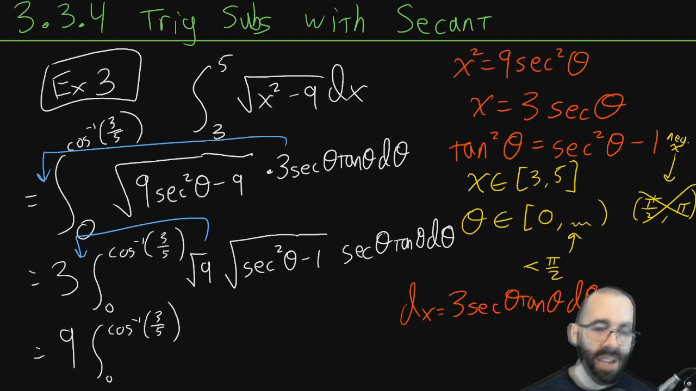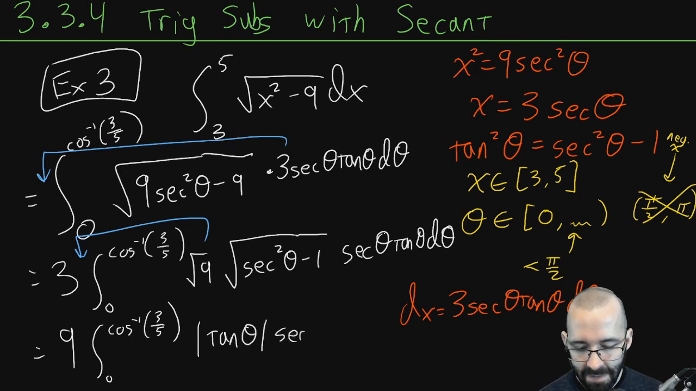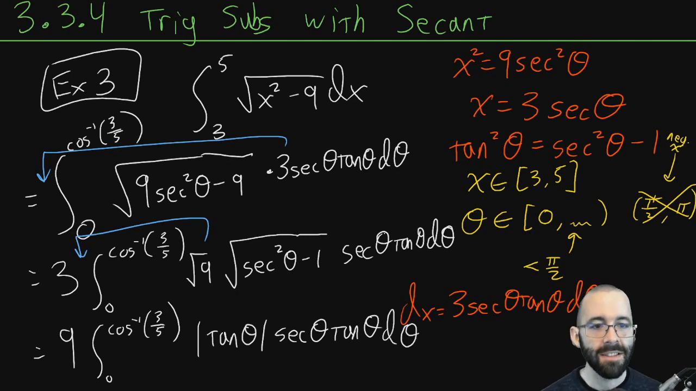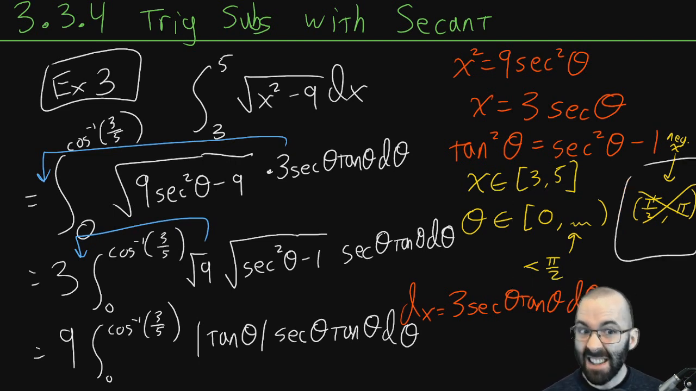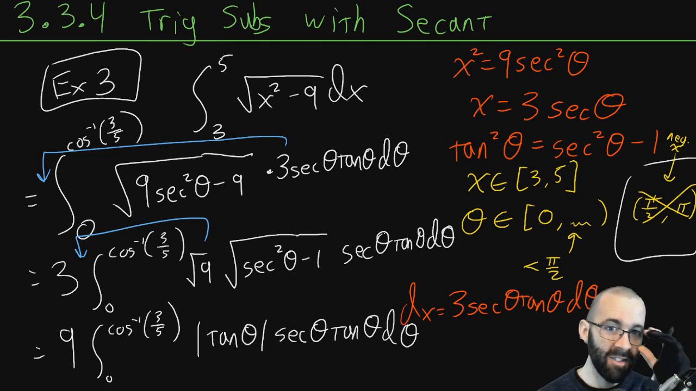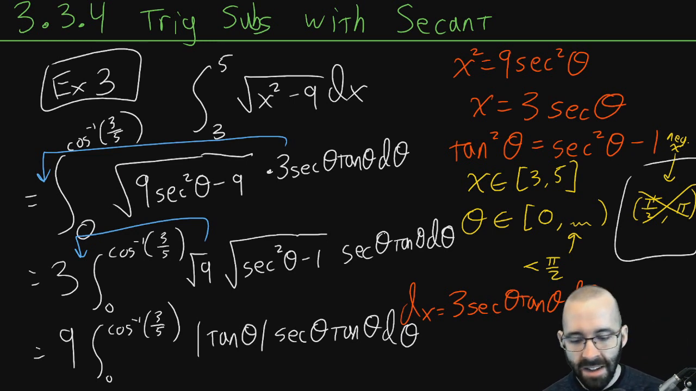Secant squared of theta minus 1 is tangent squared. Square root of tangent squared is absolute value of tangent. And this is where it really matters for the domain. Because if theta is in this interval, tangent's positive. First quadrant, tangent's positive. If theta is in this interval, tangent's negative. So the domain really matters for these secant integrals. But luckily, we know tangent's positive in this part.